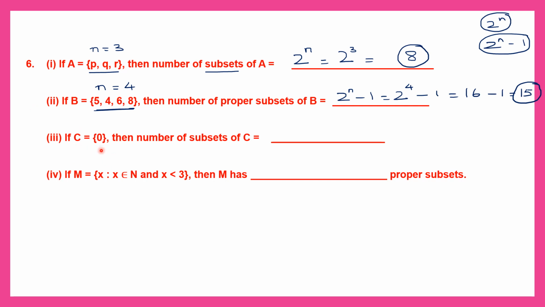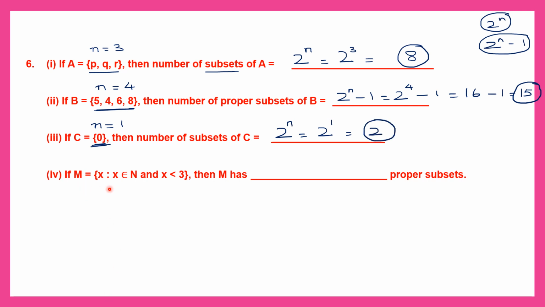Next one, C is equal to 0. This has one element. So the number of subsets. The formula is 2 to the power of n, and n is the number of elements. The number of elements is 1 here. So n is equal to 1. So this will be 2 to the power of 1, which is 2 itself. So the answer here is 2.